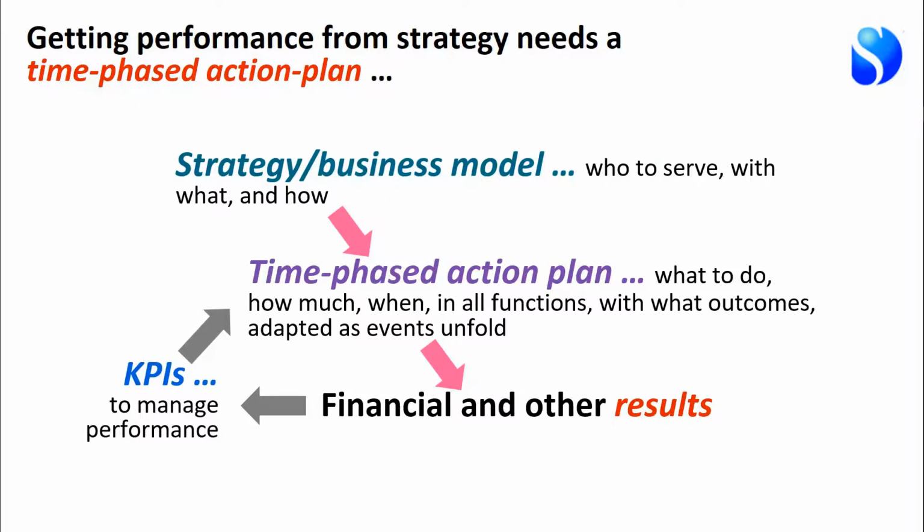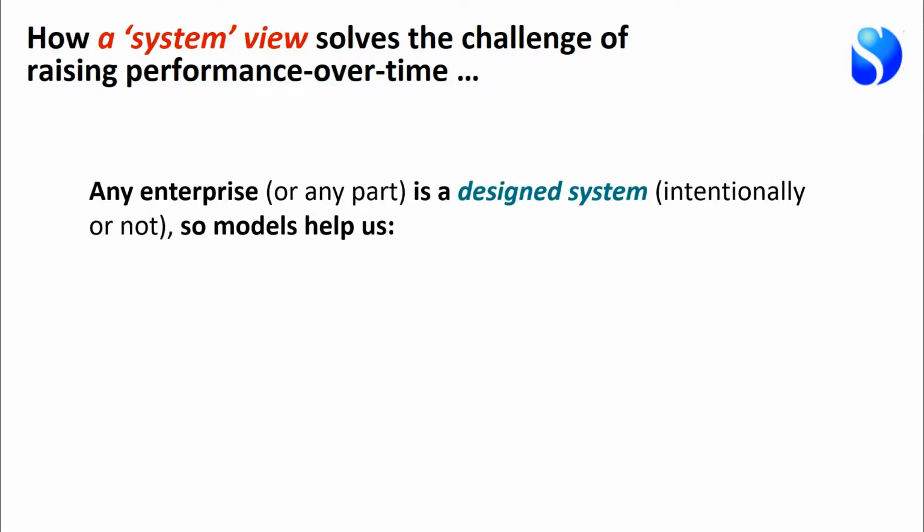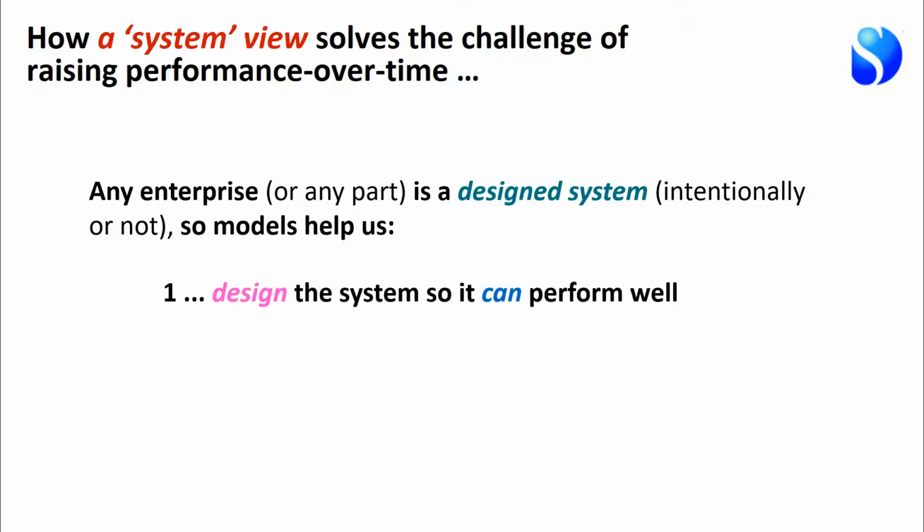Now, how does a system view solve that challenge? Well, we start by recognizing that any enterprise is what we call a designed system. Someone or some team has actually figured out how to make things work. They may have done it intentionally, or it may have been put together intuitively. So what a model helps us with, it helps with three things. Firstly, it helps us explicitly design the system so that if it worked the way we expect it to work, it could perform well. It has the potential to perform well.